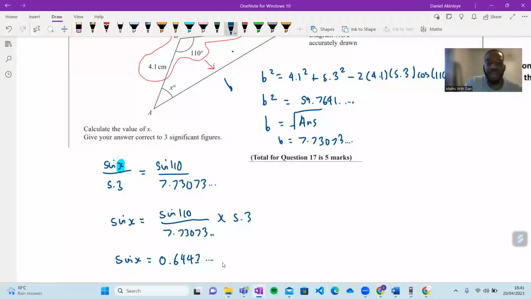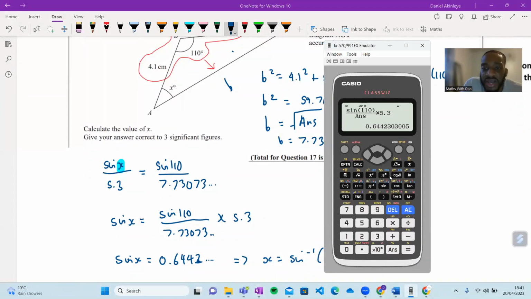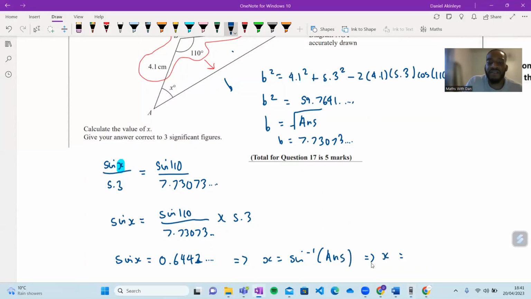Now, how do I get x now? Easy. We just take the sine inverse. x will be equal to the sine inverse, and I'm going to write answer again because I have that calculation stored. I don't need to write it again. We need to save time. So x will equal, and I'm just going to do shift sine inverse answer. This gives me 40.1 to 3 significant figures.